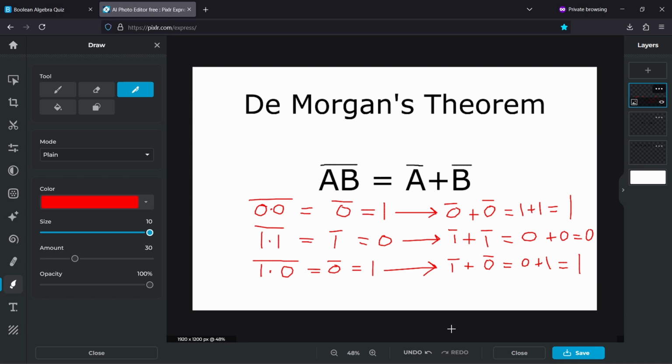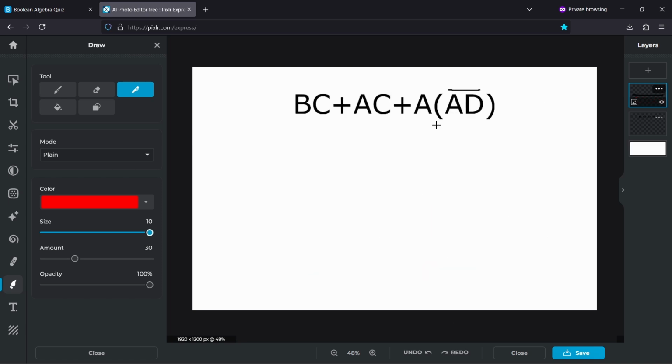So now that we know De Morgan's theorem, we can continue with our example. So here we are. We're going to take our AD bar and use De Morgan's theorem. We're going to cut the bar and change the sign. So this is equal to A bar or D bar. And we're going to rewrite our equation based on this.